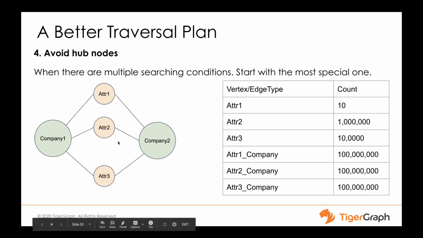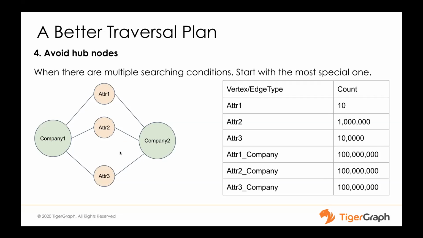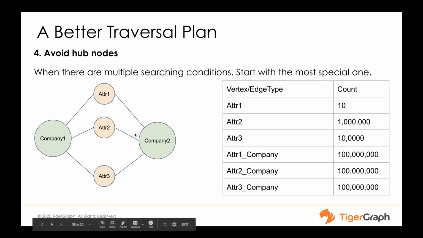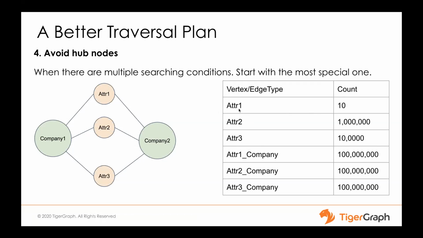In this case, we can consider starting from attribute 2 first, because attribute 2 is very specific to each company. So we can filter out most of the companies by traversing attribute 2 first, and then come back and see if they have the right attribute 1 or 3. Otherwise, if we go to attribute 1 directly, or all of them together, the average out-degree of attribute 1 is about 10 million, so we will end up traversing a lot of vertices and edges. So we always want to start with the common attribute that is the most special.